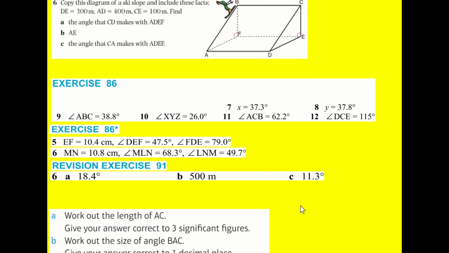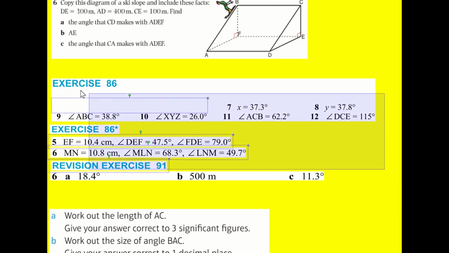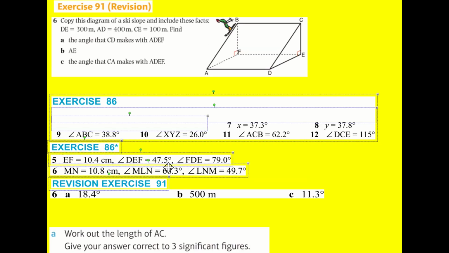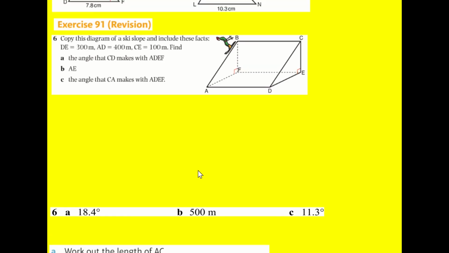All right, I'm not going to go through 86 star, but I am going to go through this question here. So I can label this as, by the way, it's essentially trigonometry. Part C becomes 3D trigonometry. We just need to be a bit careful with that one. This is 400 and this one's 100. So the angle that CD makes with ADF, that's actually just this angle here. It's the angle that it makes with the base. And DE is part of the base.